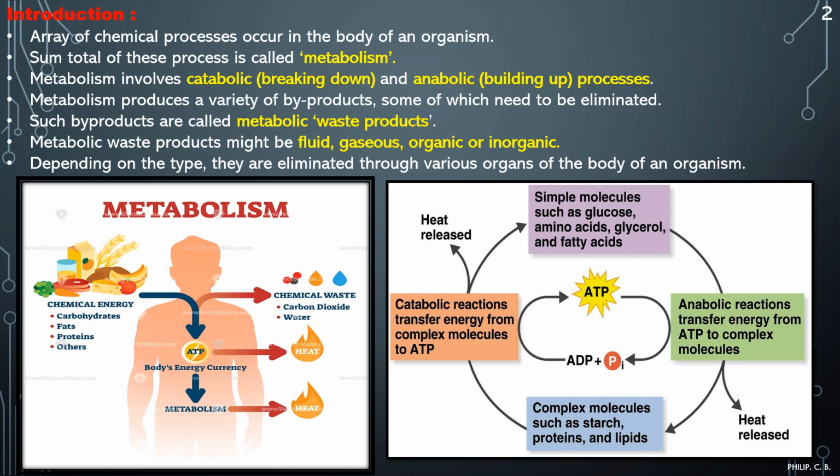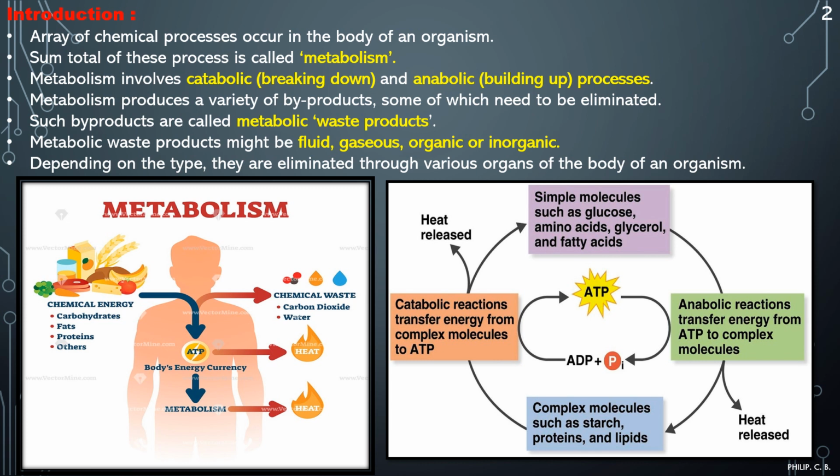now the introduction. An array of chemical processes occur in the body of an organism. The sum total of these processes is called metabolism. So all the processes, or to be very precise, chemical processes which take place in the body, are called metabolism. So metabolism involves catabolic and anabolic processes. What is catabolic? Breaking down, whereas anabolic, building up. So metabolism produces a variety of byproducts, some of which need to be eliminated, otherwise they can cause harm to the body. Such byproducts are called metabolic waste.